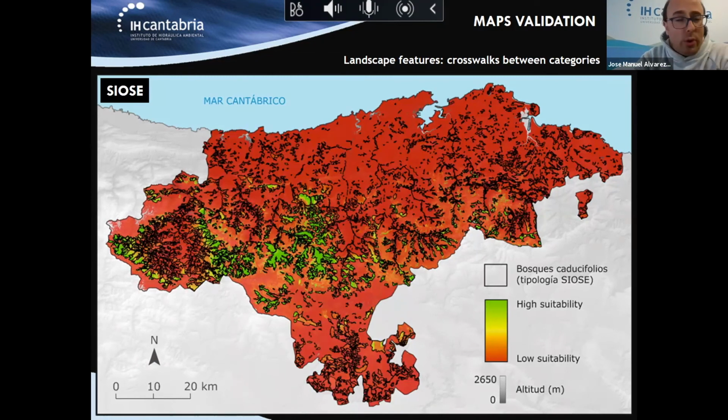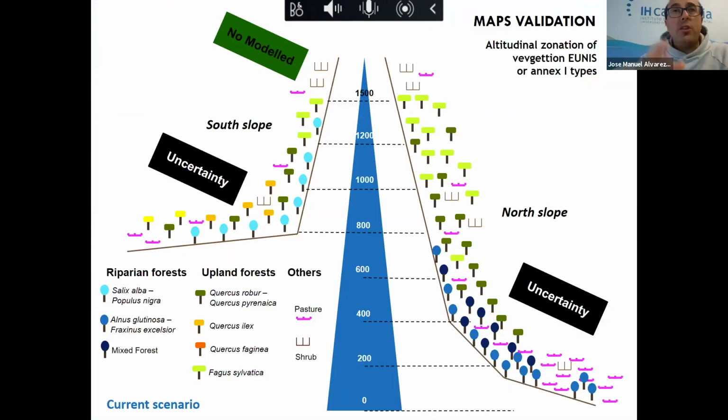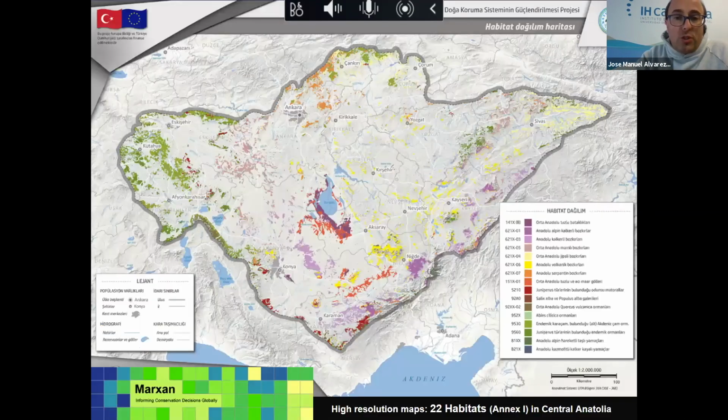We made this here for CORINE, for COC in Spain, for the forestry map of Spain, and at the end you get a pattern. This is the altitudinal zonation of the vegetation that we obtain from our models. When we gave this to the botanists, they told us, okay, this is a reliable pattern. So the pattern of our predicted maps was comparable with the pattern of the vegetation in reality. So that's good. That's what we did in Turkey as well.